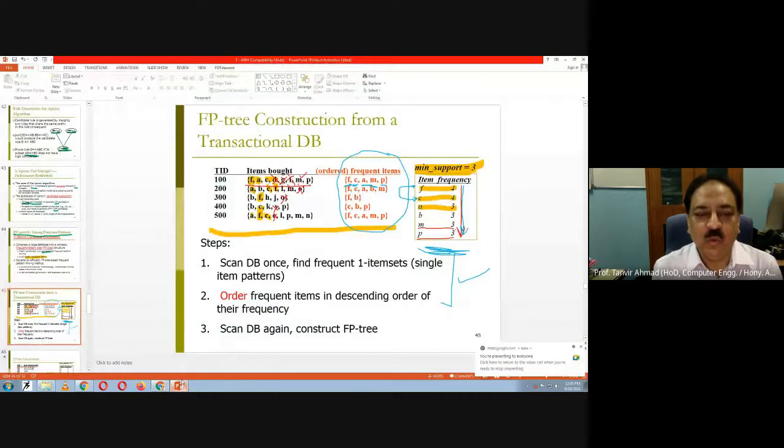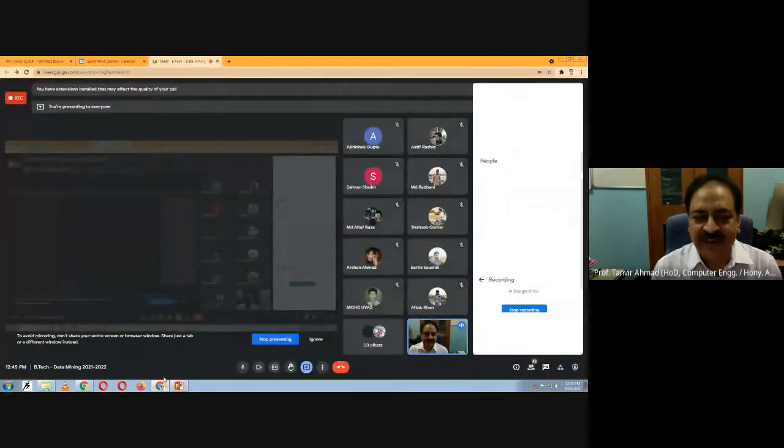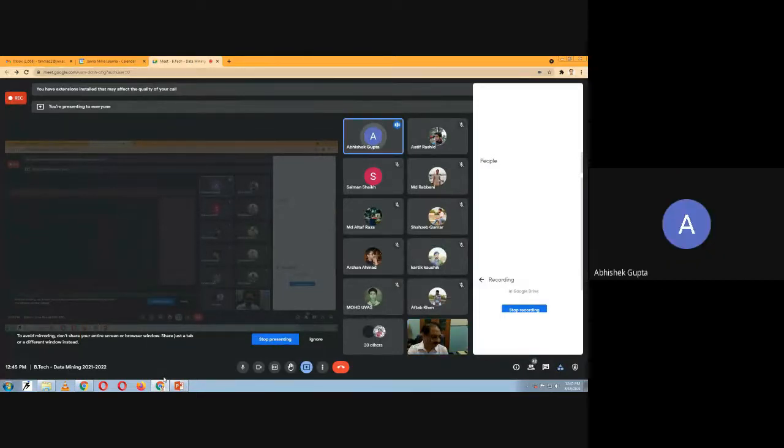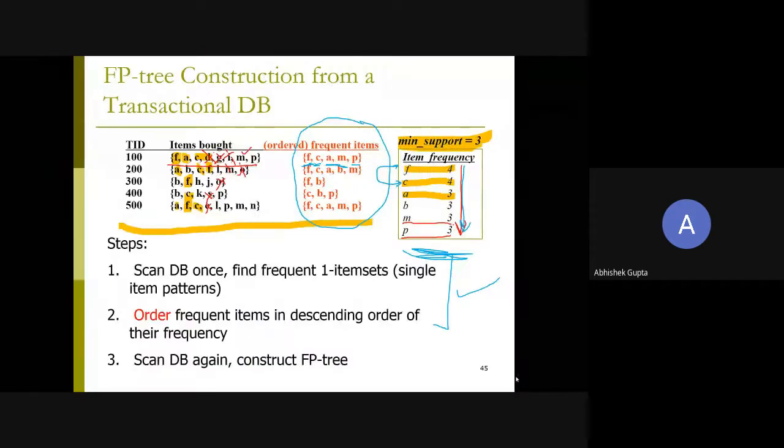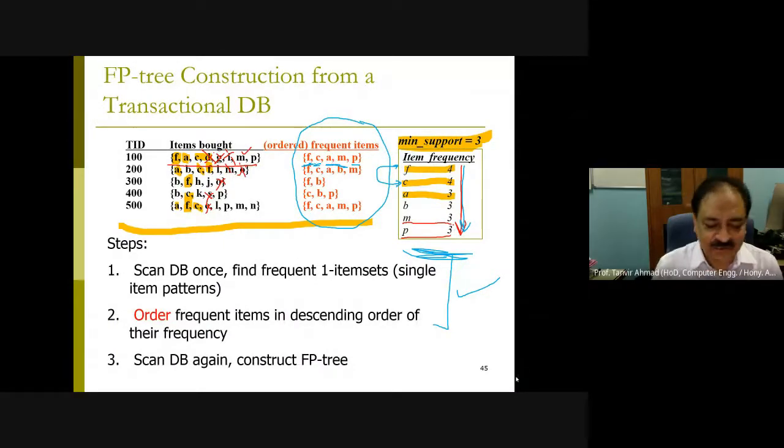Okay, fine. Why 2? Abhishek, can you be precise? Why did you say 2? So it was written on the slide. First step was to arrange them according to the support in decreasing order. Correct. Then in the third scan, correct. Yes, that's fine, because you know that.